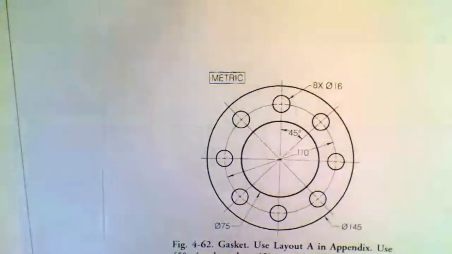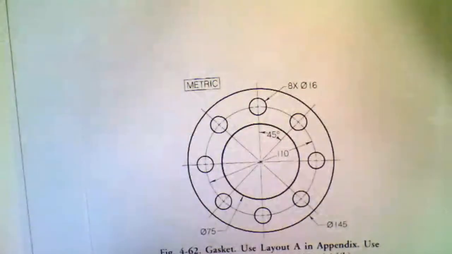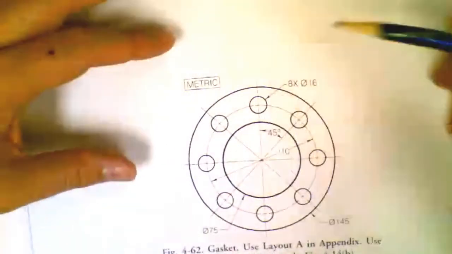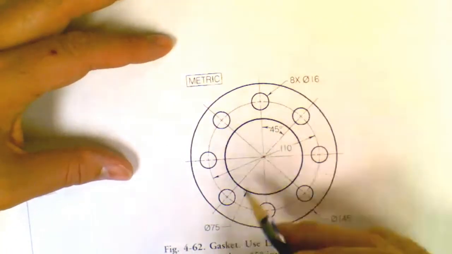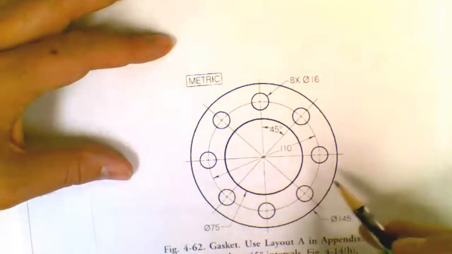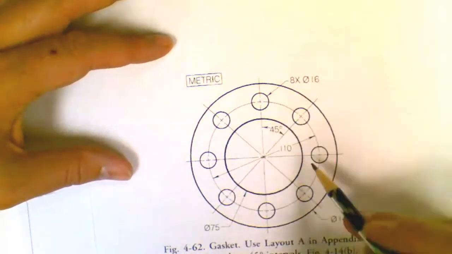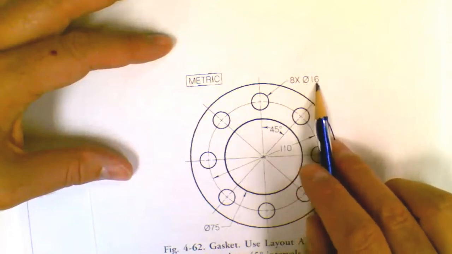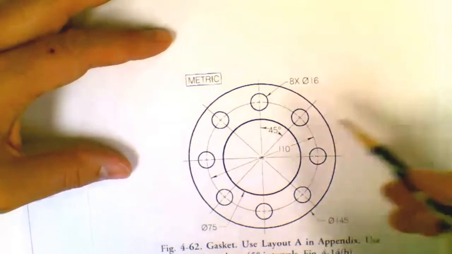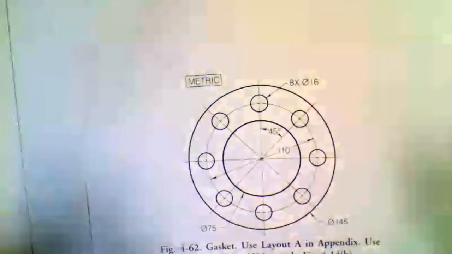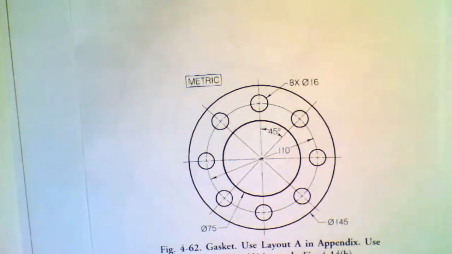These are circles. When we dimension arcs and circles, we don't use a standard dimension with an extension line. We use a leader line with a horizontal extension. These leader lines with the arrows, not this one because it is part of the curve, but this 8x diameter 16, the 110, the diameter 75, the diameter 145, we're going to draw these lines to a standard size. You don't just do them freehand.